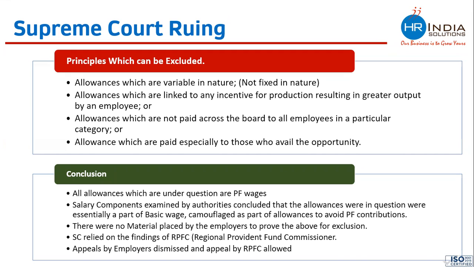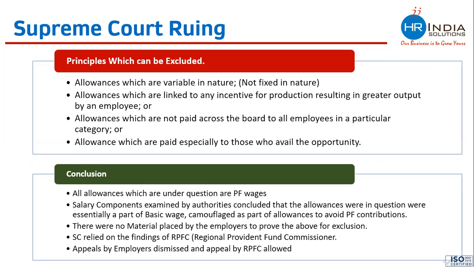Number one is all those allowances which are not fixed in nature, which are variable in nature, which are either not paid every month or are paid a different amount every month. Second is any allowances which are linked to any kind of incentives, either production or performance. Those incentives or payments can be excluded. Third is all those allowances which are not paid across the entire organization.